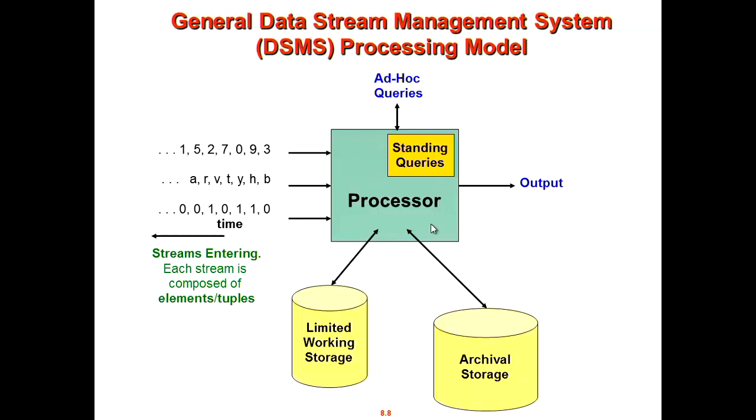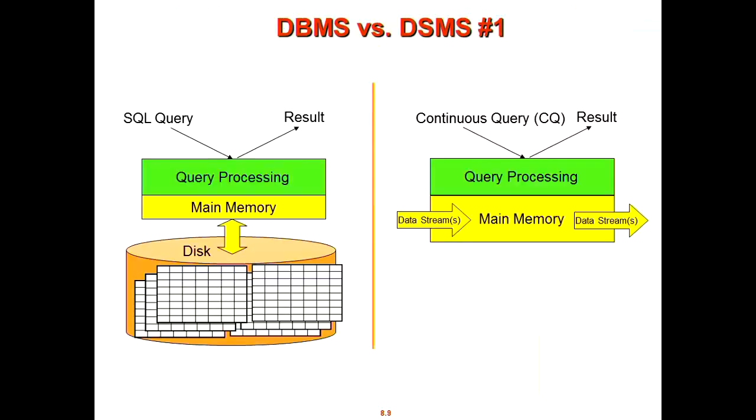Based on the limited working storage, we store some summary of the data streams, and then based on this summary, for the queries we receive, we do some processing and send output to the user. So that's the DSMS architecture. It's different from the DBMS system.